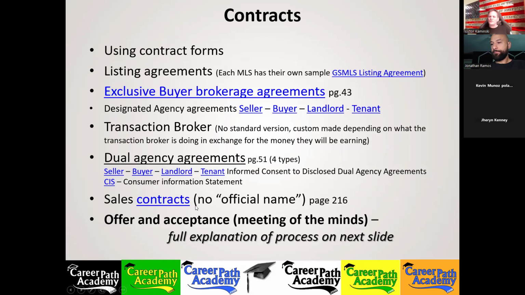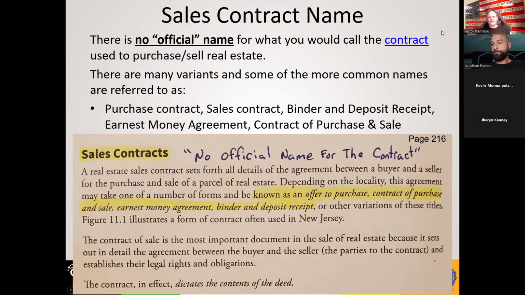There's no actual name for the sales contract. You could call it a sales contract, a purchase contract, a contract of purchase and sale. It goes by many names. So don't be all high and mighty that whichever one you select and prefer to use is the one you've got to use. There's no official name for the contract. Some people call it an offer to purchase, a contract of purchase and sale, an earnest money agreement, or binder and deposit receipt, or something else. There's no official name. You could just call it the contract.